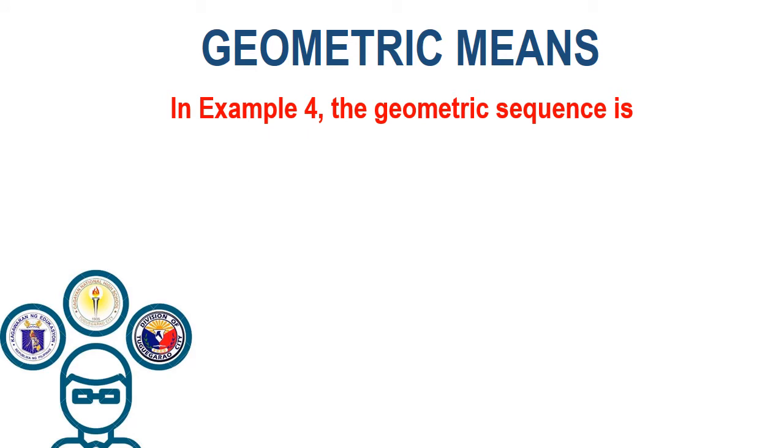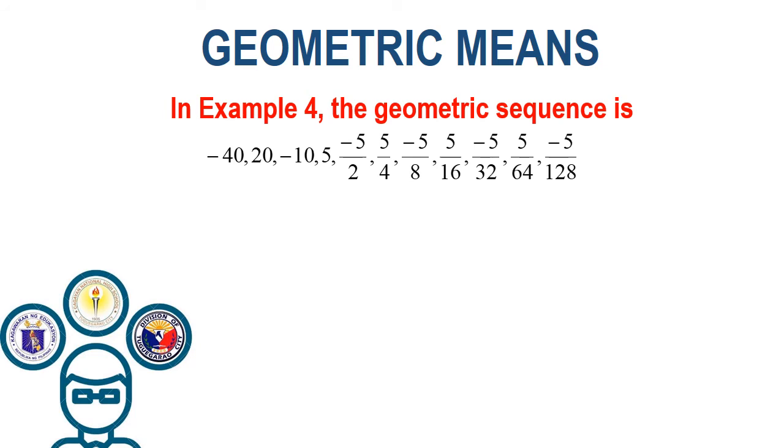In example number 4, class, the geometric sequence is -40, 20, -10, 5, -5 over 2, 5 over 4, -5 over 8, 5 over 16, -5 over 32, 5 over 64, and -5 over 128. The terms between -40 and -5 over 128 are the geometric means.